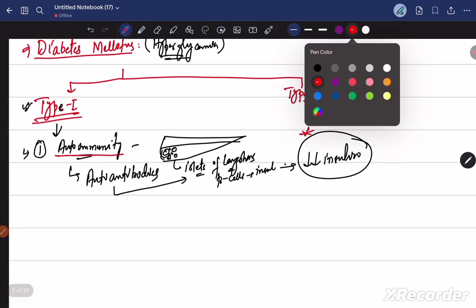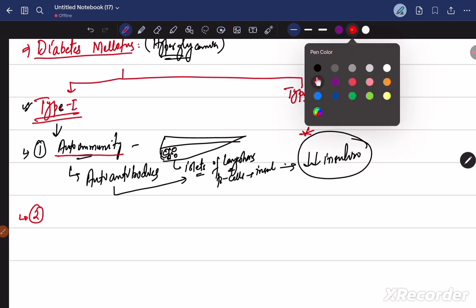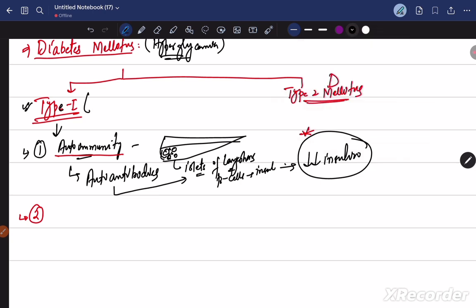The second reason in type 1 diabetes mellitus in canines and felines. You must remember one thing here: in dogs, type 1 diabetes is maximally found. You will mainly see cases of type 1 diabetes mellitus. So the first cause is autoimmunity. The second cause in canines and felines is hormonal antagonism.